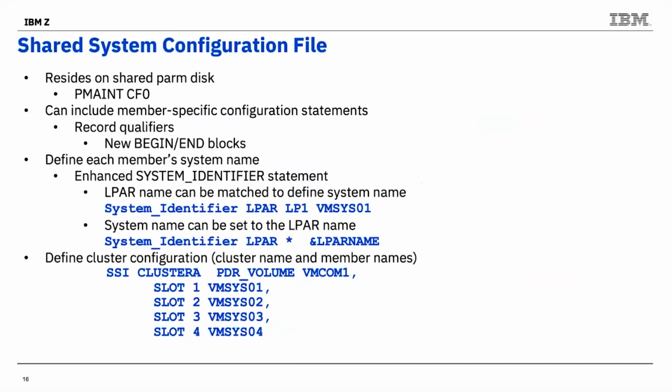The other thing that we see in our config file is the definition of our cluster configuration, right? So this denotes what volume is going to have our PDR. It defines which slots will be occupied by which systems. And so very important aspect that we absolutely need for coming up in an SSI.